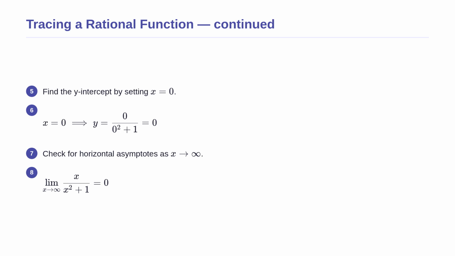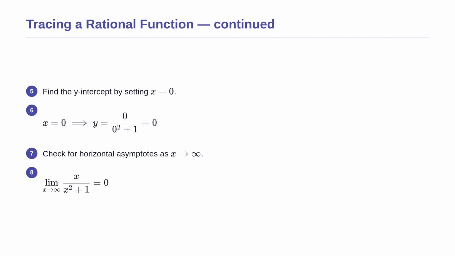Continuing with our detective work, we next need to find the exact locations where the curve crosses our main axes. These crossing points are known as intercepts. To find the y-intercept, we simply set the horizontal position x to 0 and calculate the resulting height. The math shows that when x is 0, y is also 0, placing our curve right dead center at the origin. Next, we investigate the extreme edges by checking for asymptotes.